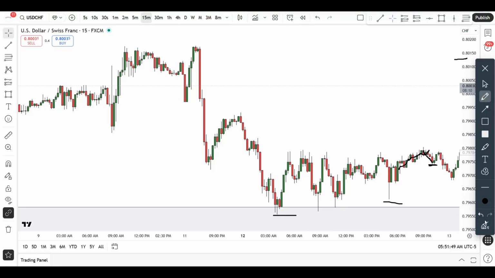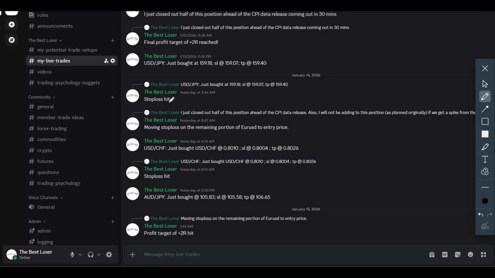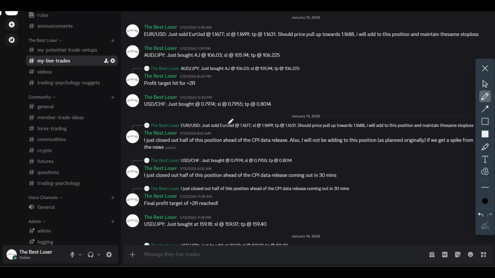Just to be accurate, let me take a look at the Discord channel and see. As you can see here, I bought at 0.7974, stop loss at 0.7955, and my take profit was 0.8014.